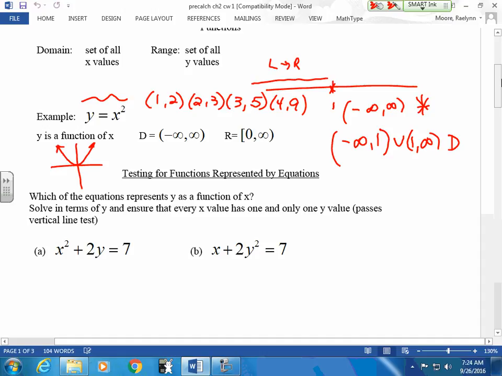Now there's a difference between a discrete set and a continuous set. This right here is discrete. There's a certain number of points in this, and that's it. If I graph these points, it would be 1, 2, 2, 3, 3, 5, 4, 9. I don't get to connect those points. There's nothing in between. They're discrete points, a finite set of points. Give me 4 points, plot them.